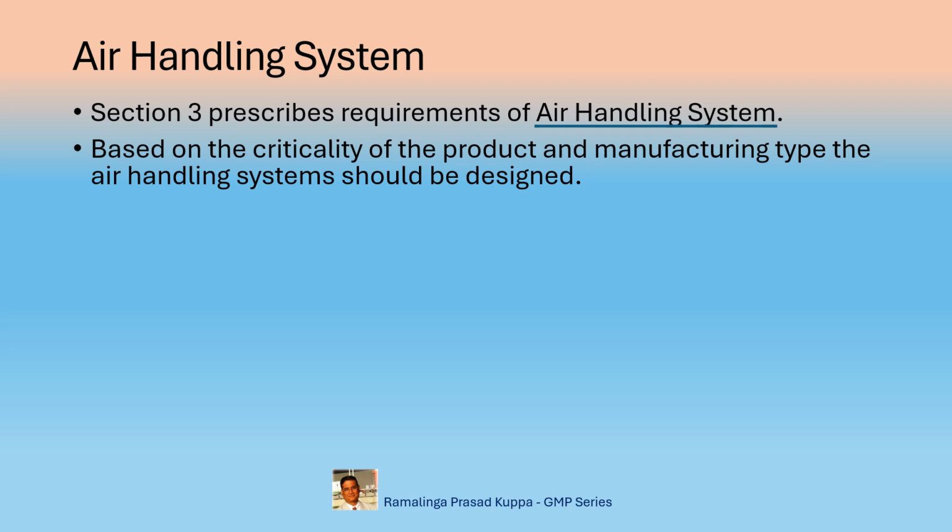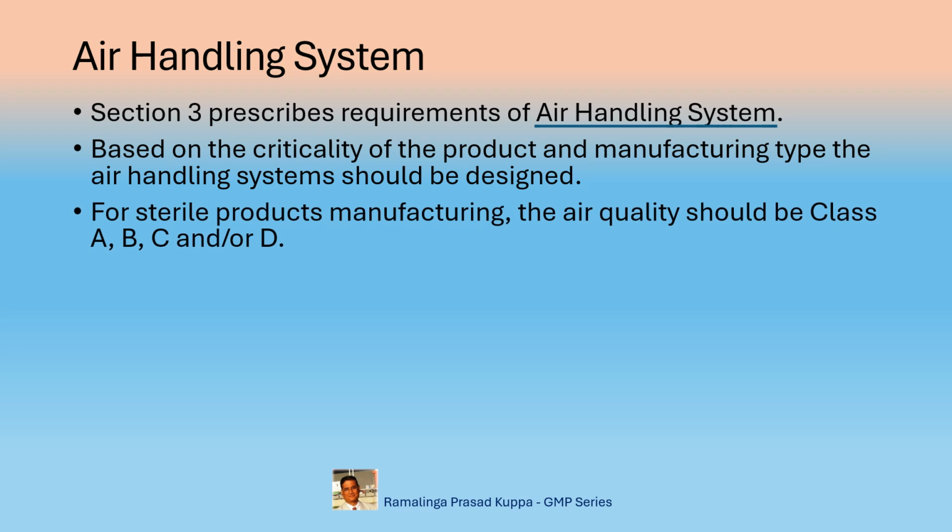It is recommended to have separate air circulation and filtration systems for each type of sterile manufacturing. Separate ducting, separate inlet filters, separate outlet filters, return filters, etc. should be provided. For sterile products manufacturing, the air quality should be class A, B, C, and or D. This is important to know.